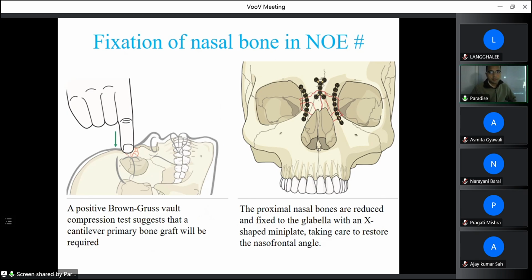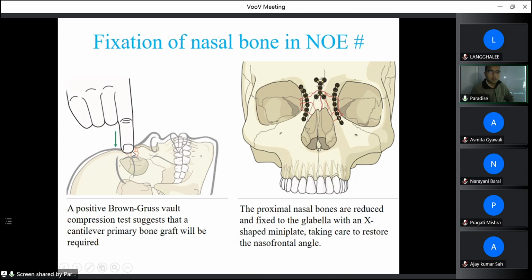Fixation of nasal bone in NOE fracture: a positive Brown-Gross vault compression test suggests that a cantilever primary bone graft will be required. The proximal nasal bones are reduced and fixed to the glabella with an X-shaped mini plate, taking care to restore the nasofrontal angle. This Brown-Gross vault test indicates whether a comminuted fracture is present or not, whether the fracture fragment is stable or not.